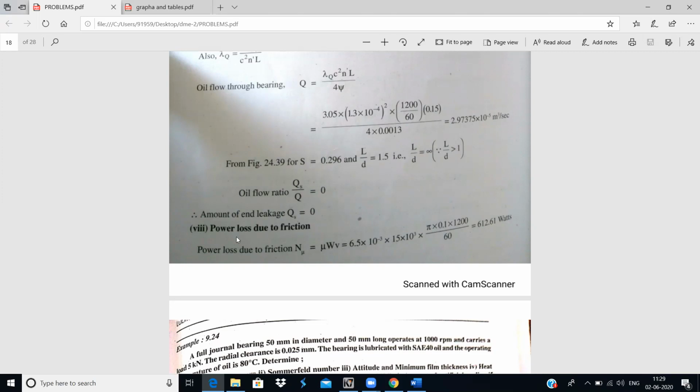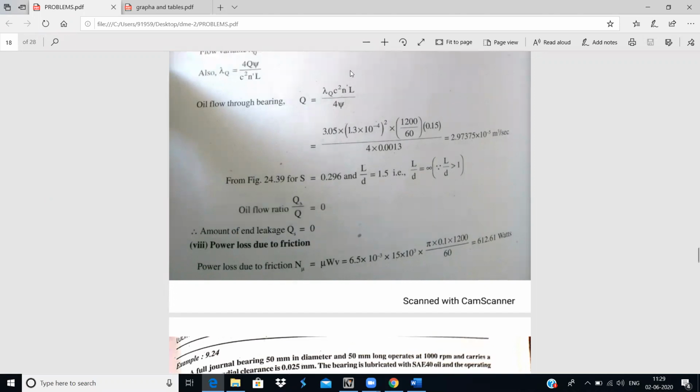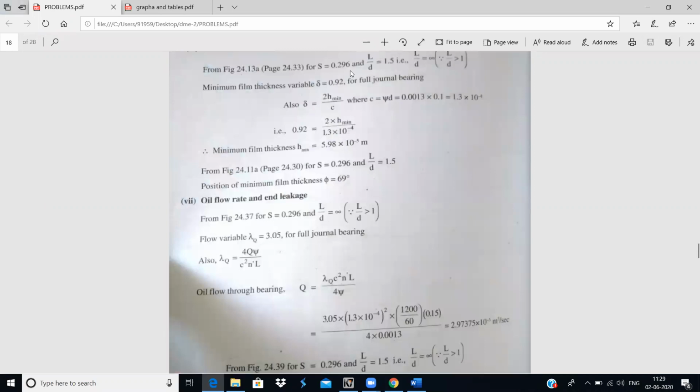The last step is power loss due to friction. This is the formula, and mu is equal to mu WV. So substitute mu, V and W, and finally we can calculate the power loss. Power loss due to friction is 612.61 watts. In this way, we calculate the complete design of a bearing for the particular application.